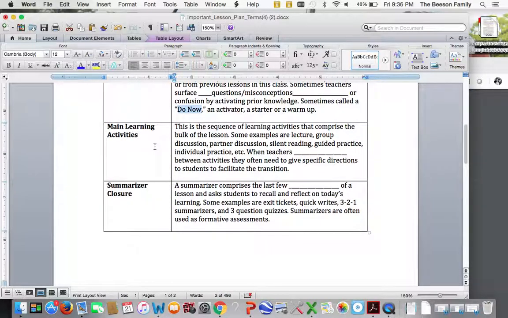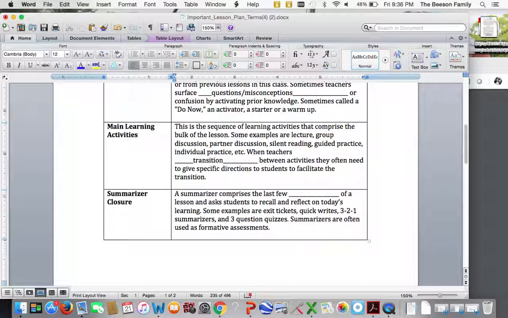Your main learning activities. This is all the detail, the bulk of your lesson, the big part. This is when you talk about the sequence, what you're going to do throughout the lesson, the different strategies that you might use. And then it says when teachers transition between activities, they often need to give specific directions to students to facilitate it. Or so they, I guess, transition or move between activities. So that's something that we'll talk more about when we're together.